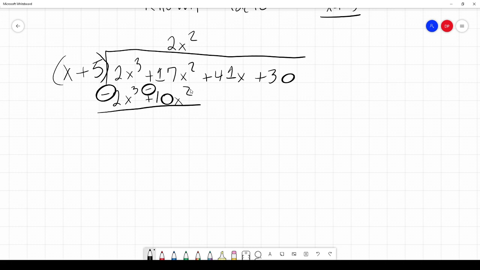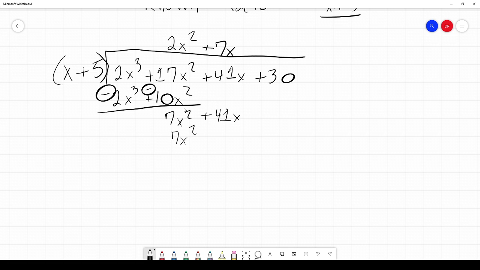2x cubed minus 2x cubed is 0. 17x squared minus 10x squared, that's going to be 7x squared. Now we bring down our next term, the 41x. Okay. So next, x times what is 7x squared? Well, that's going to be a plus 7x.